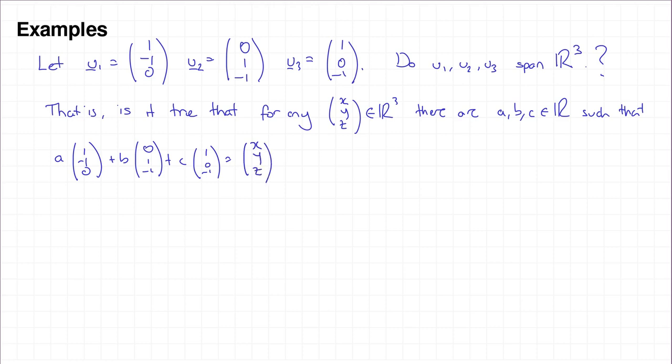So that's what you need to be able to do. For any x, y, z in R cubed, you need to be able to find scalars a, b and c in the real numbers such that a times u1 plus b times u2 plus c times u3 is equal to that vector (x, y, z). And let me emphasize, you have to be able to do that for absolutely any vector (x, y, z) in R cubed. So, well, can we do it or not?